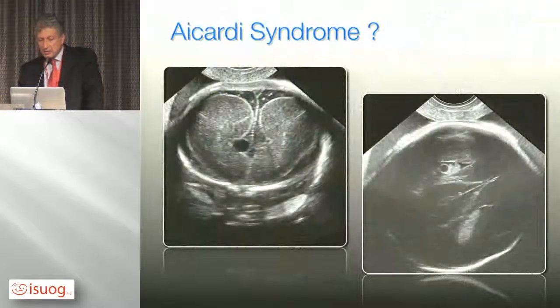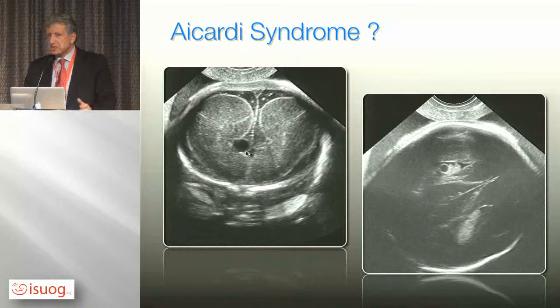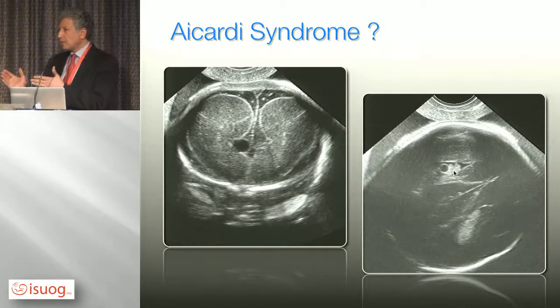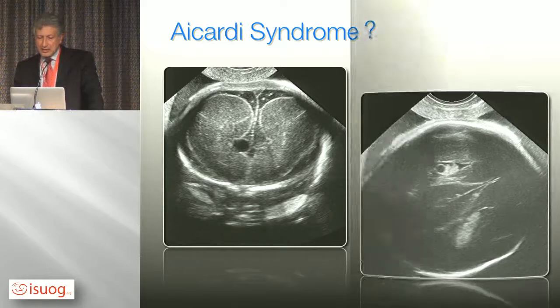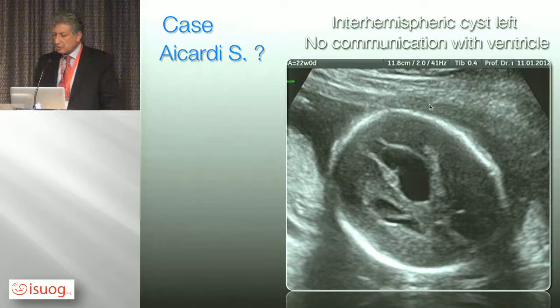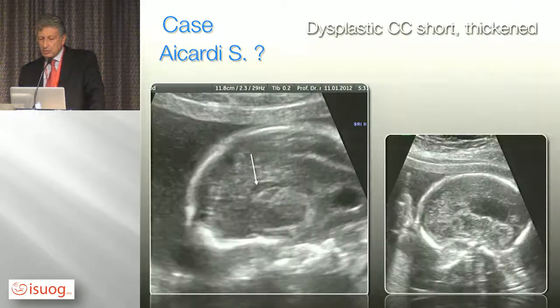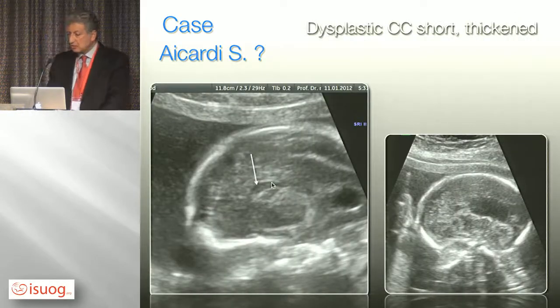I'll show you a case. This case with agenesis, you see this cyst. In the past, we said, oh, a cyst does not play a role, and a plexus cyst, of course, it plays a role, because now we know that this combination could be a typical sign of Aicardi syndrome. And I had a case exactly a year ago. It was in January with a large cyst in the brain. We diagnosed it as an interhemispheric cyst, knowing that this cyst can be part of a problem with the corpus callosum. We were able to see that there is a dysplastic, short, and thickened corpus callosum.